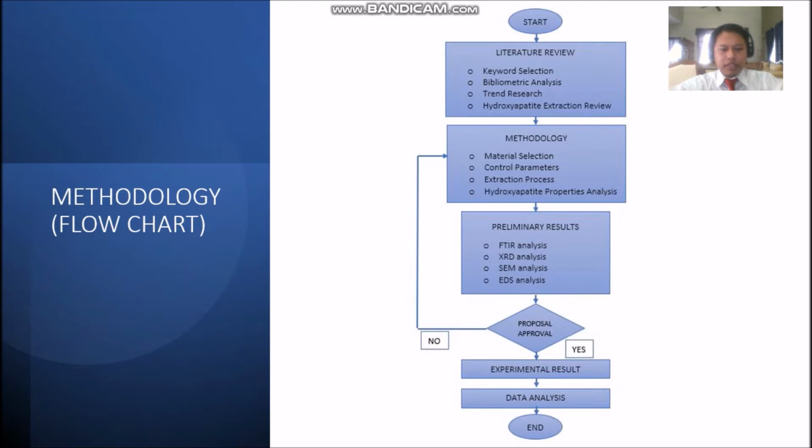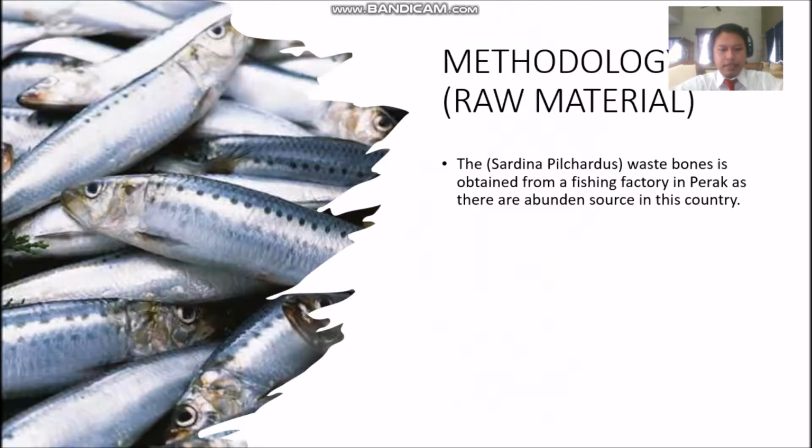Now, for my methodology, this flowchart represents my guideline throughout my journey of finishing this project. The whole working process includes raw material selection, control parameters, material preparation, extraction process, and hydroxyapatite characterization analysis. Based on my bibliometric analysis results, I have chosen Sardina pilchardus as my raw material which I will be used to perform my project methodology.